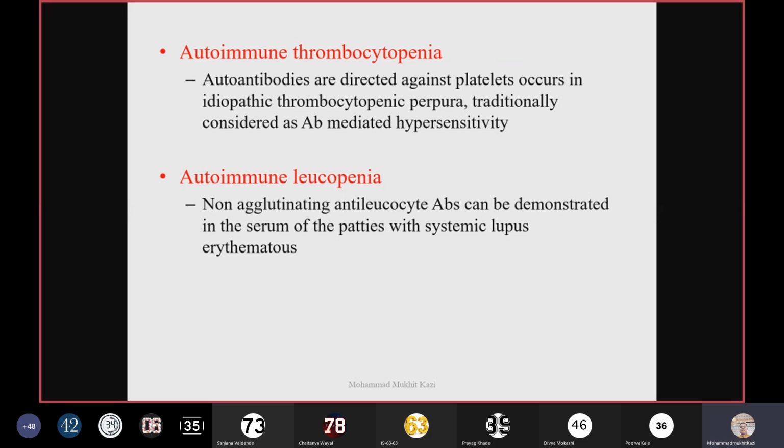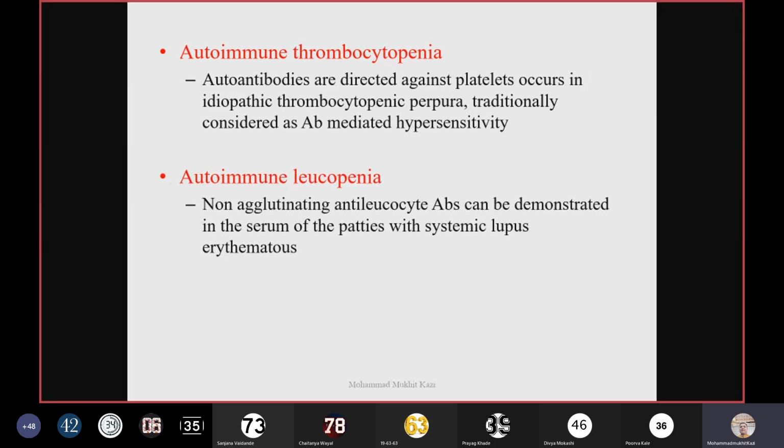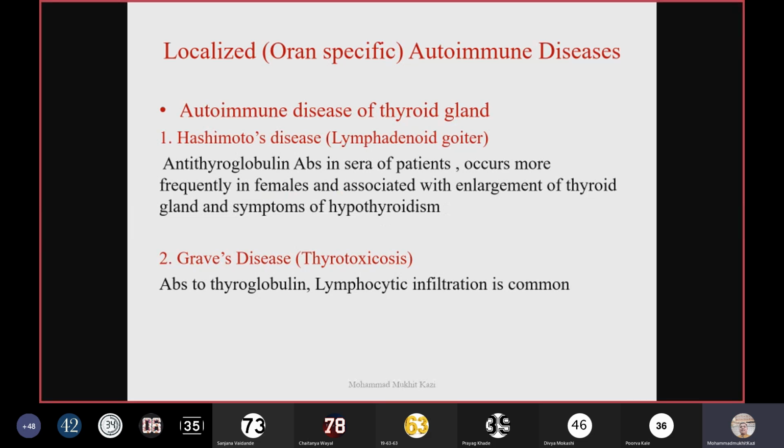And the third one under this condition is autoimmune leukopenia. Non-agglutinating anti-leukocyte antibodies can be demonstrated in the serum of patients with systemic lupus erythematosus. This is an autoimmune disease which is again very common in females. It rarely affects males. So SLE, you might have heard about the abbreviation SLE. It is very commonly seen in female patients and very rarely occurs in male patients, and that can lead to fatality. So this is something serious.